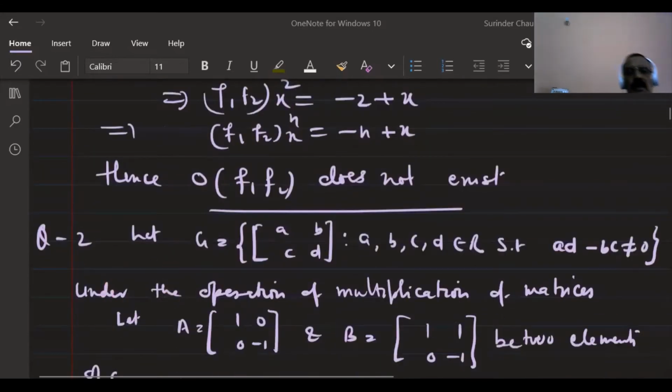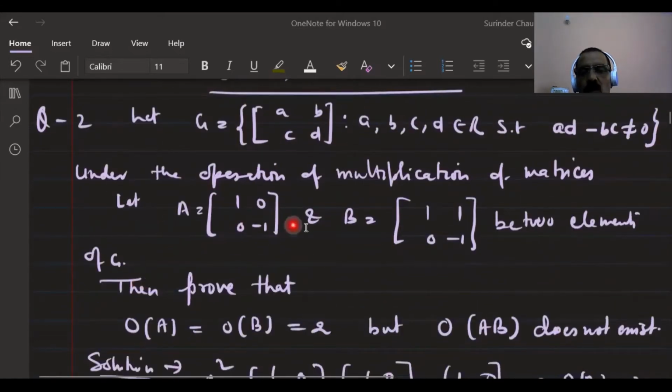And next, let G be the set of second order matrices with entries a, b, c, d real numbers, such that ad minus bc is not equal to 0, meaning this is the set of second order non-singular matrices, under the operation of multiplication of matrices. Let G be a group under multiplication of matrices, and let A and B be two elements like this. Then prove that the order of A and the order of B is 2, but the order of A into B does not exist.